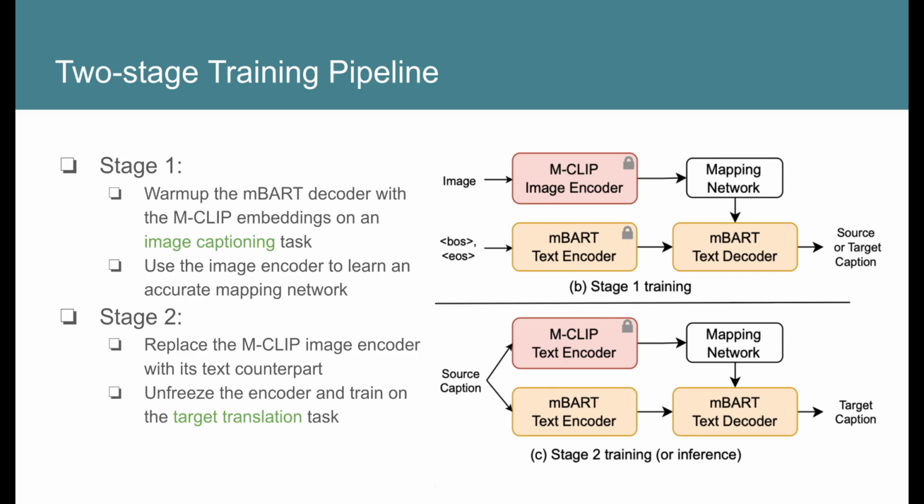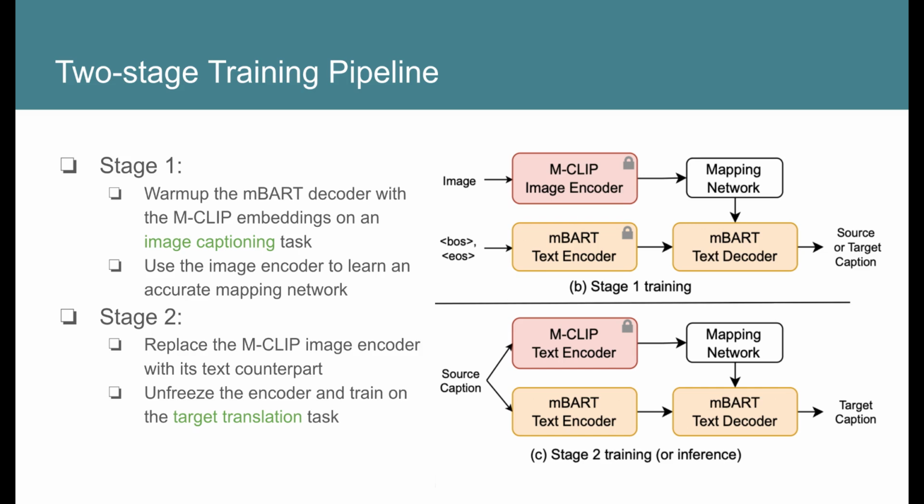CLIPTrans is trained in two stages. The first stage acts as warm-up for the MBART decoder so that it can adapt to the newly introduced image embeddings. This is done by training on an image captioning task with the MBART encoder kept frozen and fed a trivial input. This ensures that the output from the MBART encoder does not interfere with the actual captioning task. Here, the MCLIP image encoder is used.